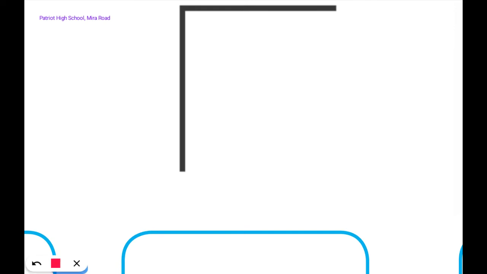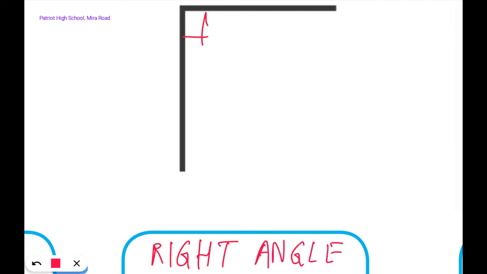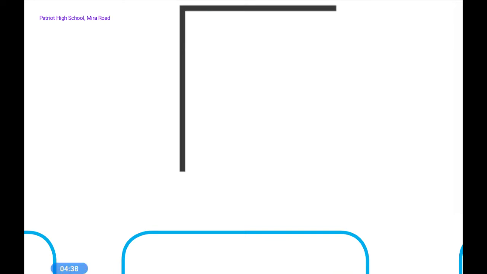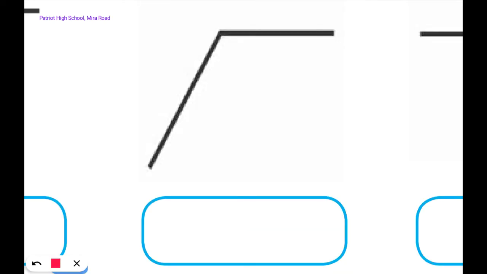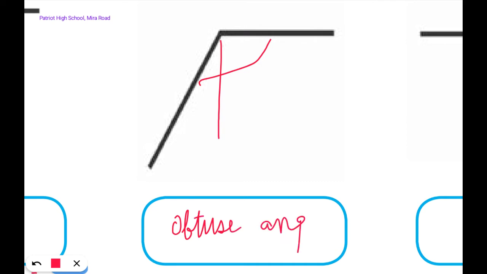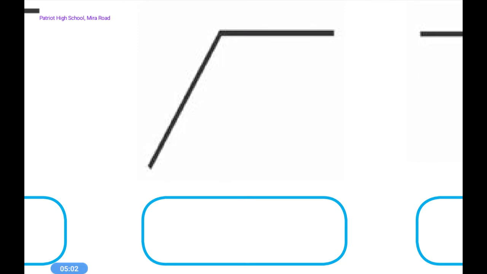This is a right angle. So we write over here, right angle. This is a right angle. With this, it is a right angle, but this is bigger than the right angle, so it is an obtuse angle.